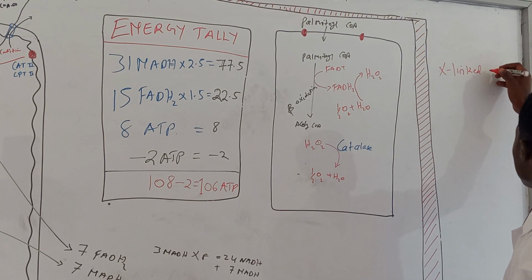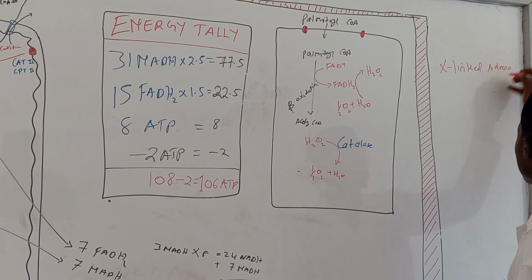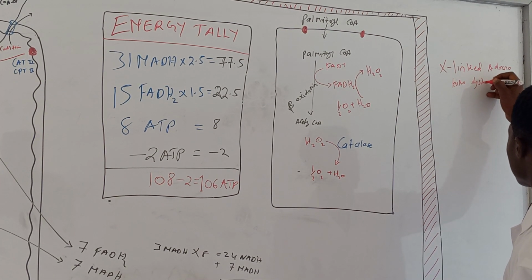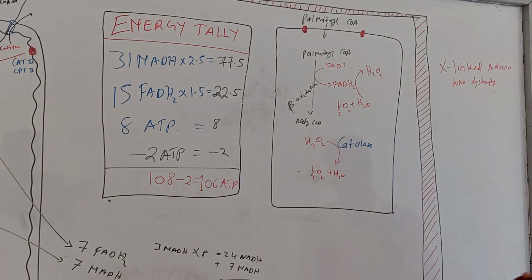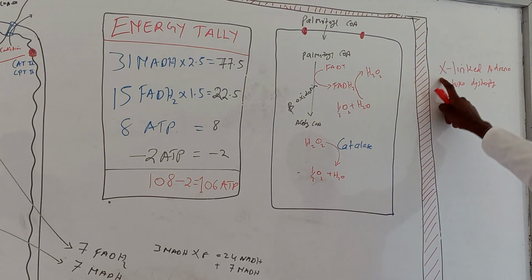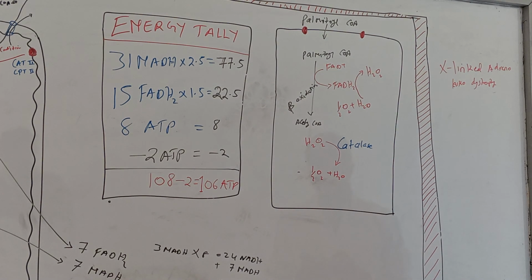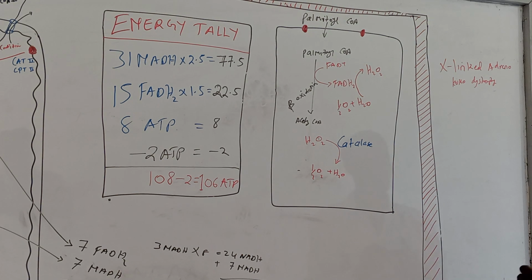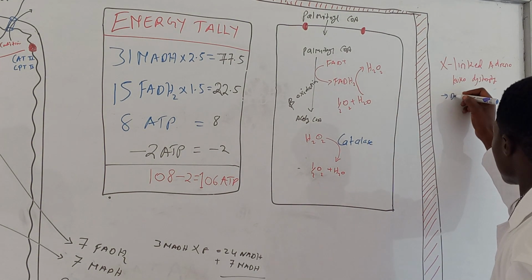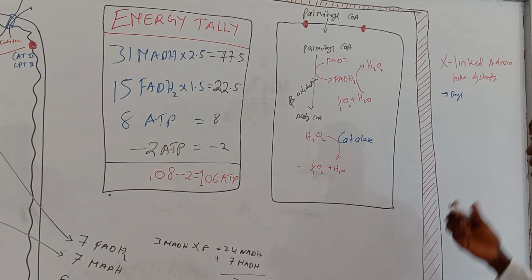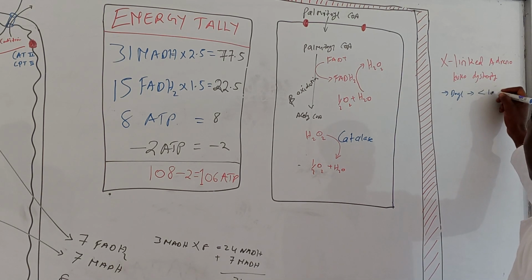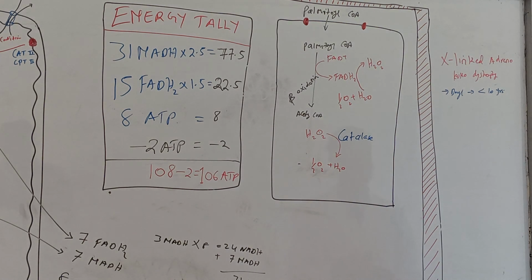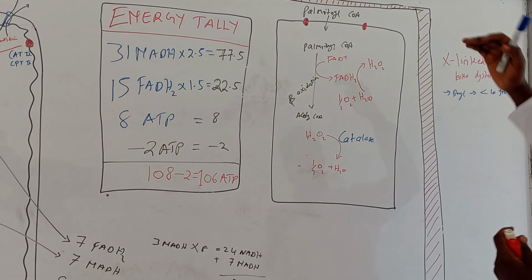X-linked adrenoleukodystrophy. Now you see, X-linked means it's located on the X chromosome. So this disorder mostly affects males, boys of age less than 10 years. So, X-linked adrenoleukodystrophy.